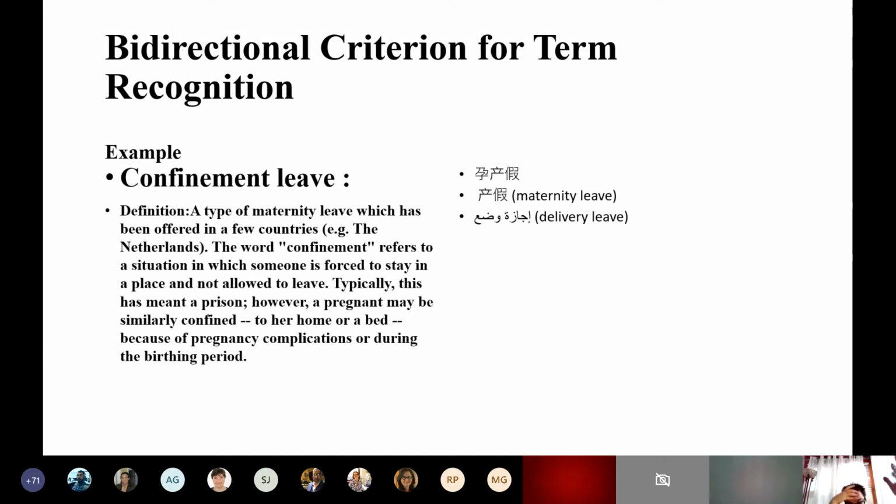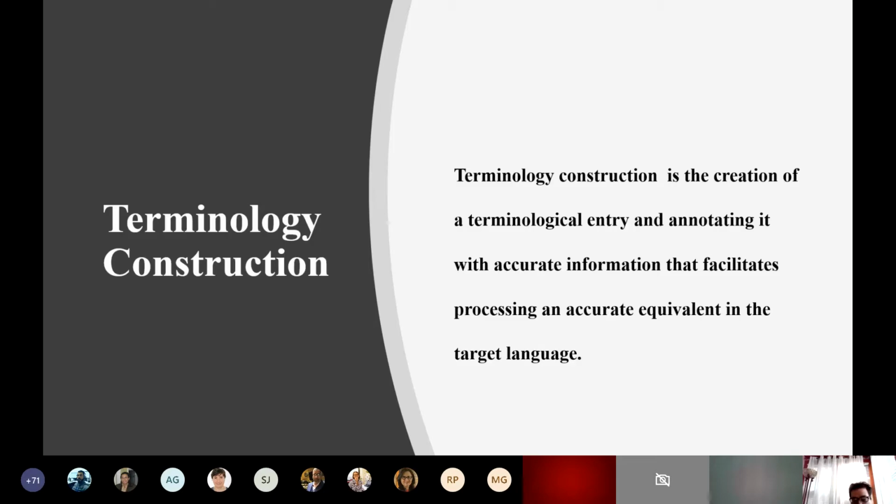As you can see, in Chinese it is translated as maternity leave. In Arabic, we give it the idiomatic translation, delivery leave. This is the literal translation of it. So in this case, the two criteria are satisfied, and it is a must that the translator should suggest adding it to the database. Then I move to the second level, which is terminology construction.